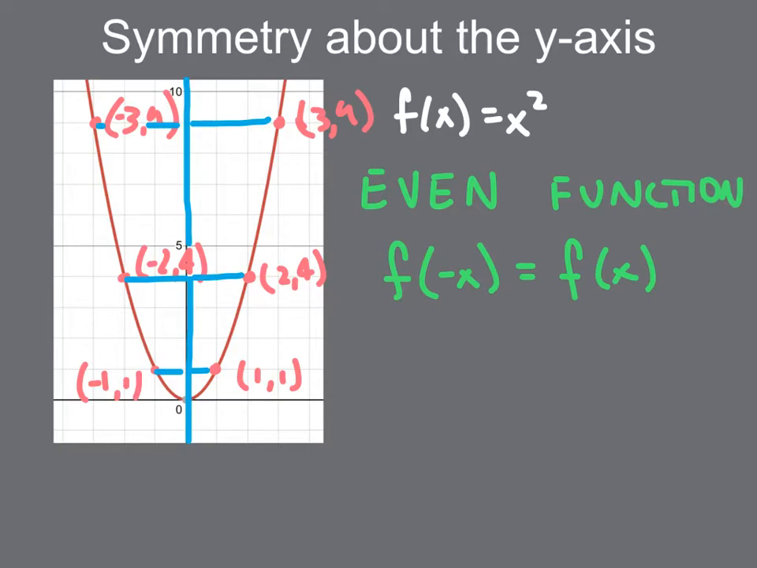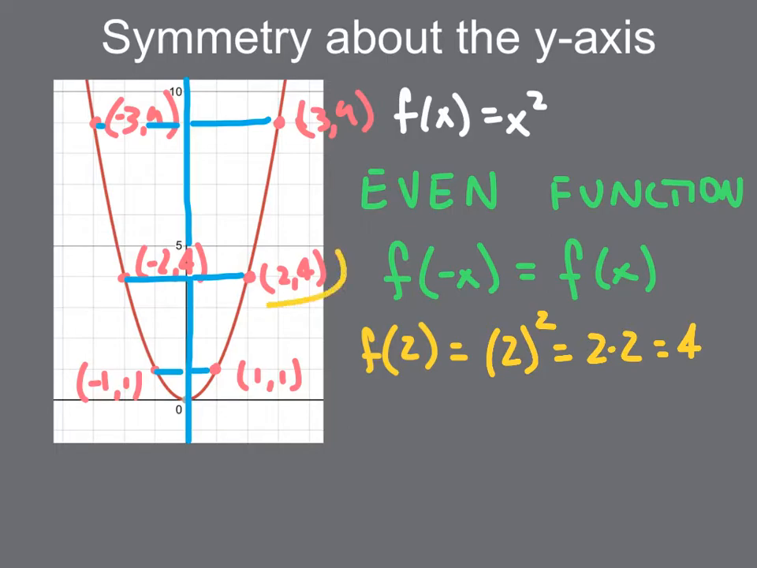If I wanted to calculate f of 2, what I'm going to do is plug 2 into x of my function up here. So this is really going to say 2 squared, which means that we're doing 2 times 2, which gives us a y value of 4. And you can note that in this point here. The x value is 2, the y value is 4. So f of 2 is equal to 4.